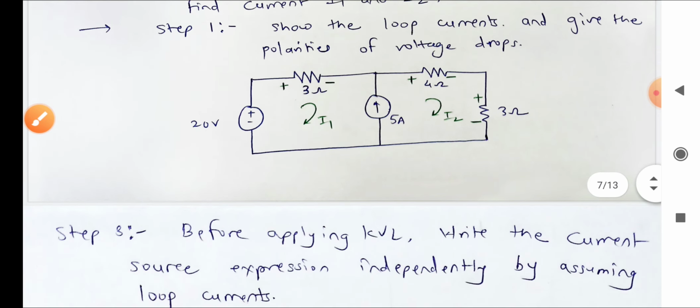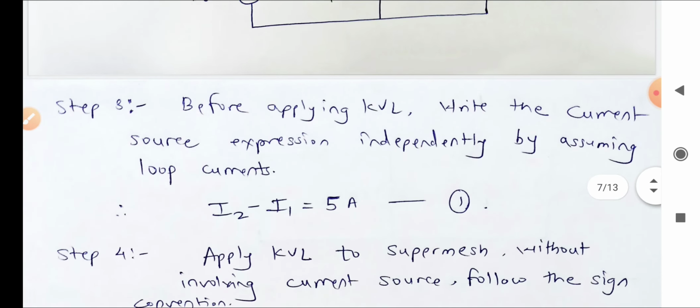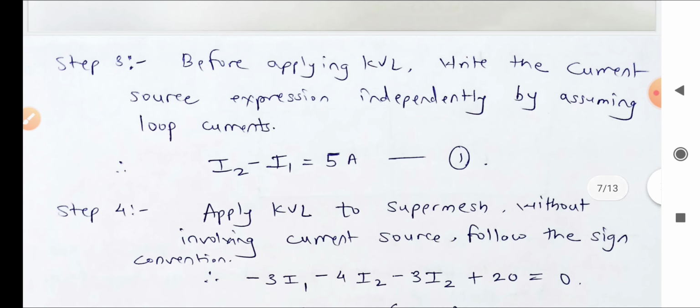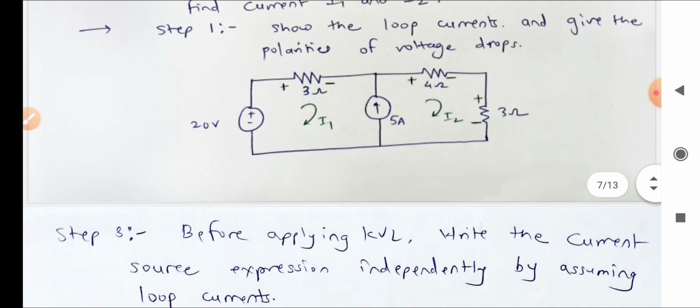Next step is, before applying KVL we are going to write the current expression. As I said before, it is I2 minus I1 is equal to 5 ampere. Now I have written this independently, and I am going to exclude this branch. By excluding this branch, I am going to write KVL only for the outer loop. This outer loop has 3 ohm, 4 ohm, 3 ohm and 20 volt in it.